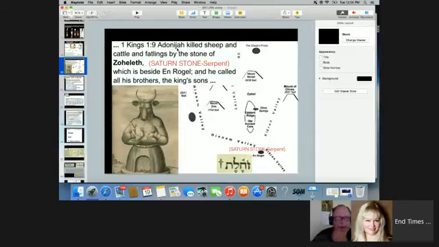Adonijah. Yeah, Adonijah. He killed sheep and cattle and fatlings by the stone of Zoheleth. Zoheleth is a Saturn stone. It means serpent. And it's beside En Rogel, and he called all his brothers, the king's sons. Okay, so except for Solomon, because Adonijah, he's Solomon's brother, and he actually did his own coronation and became king. But Solomon had him killed. He didn't ask David for the blessing or anything like that. He just went and took it. And then Solomon had him killed.